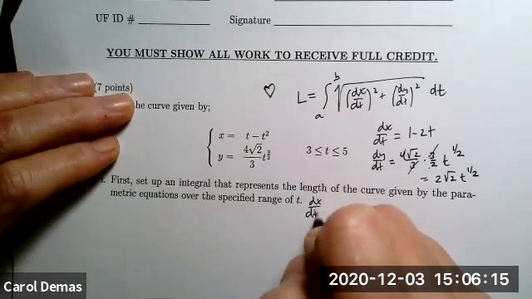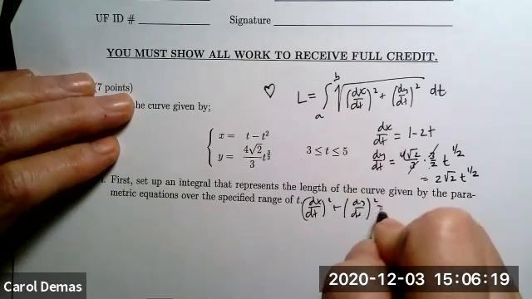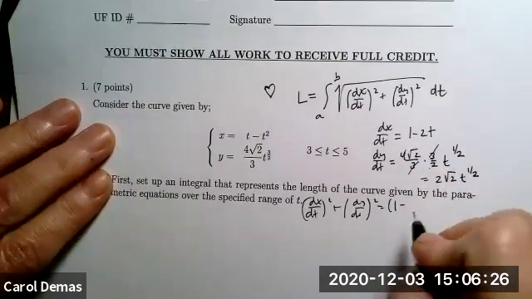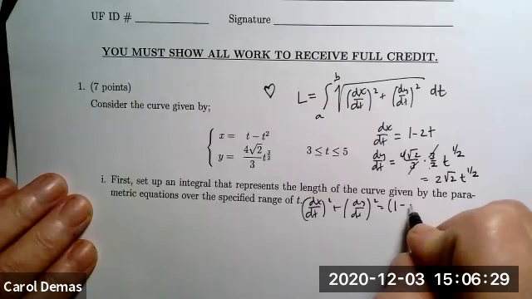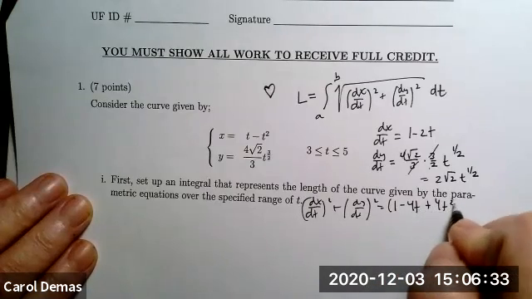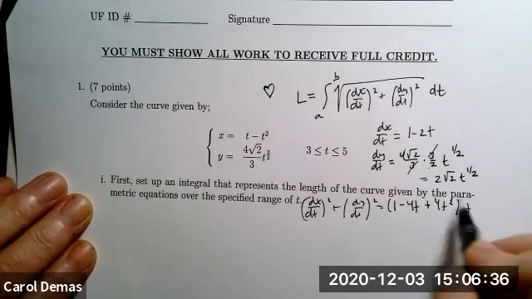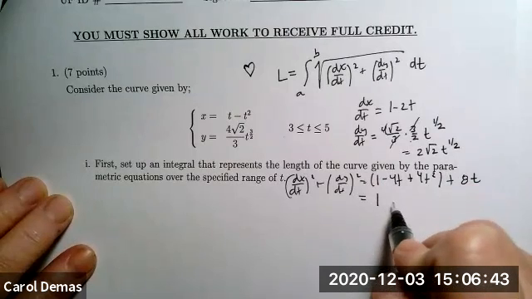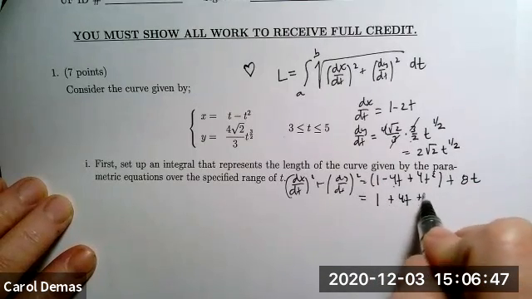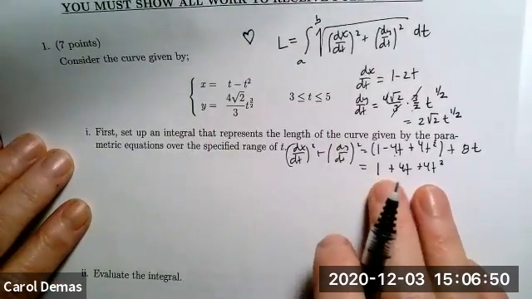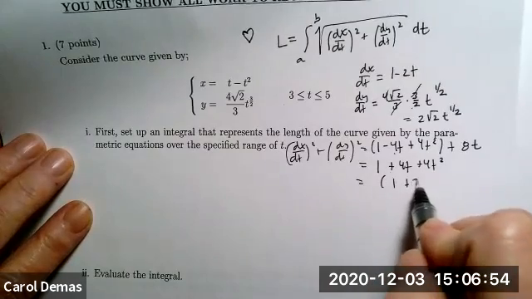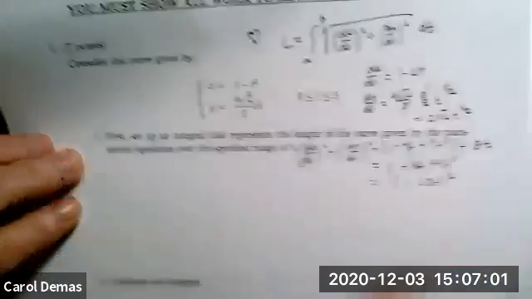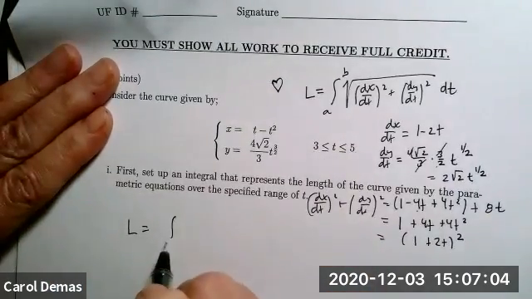So (dx/dt) squared plus (dy/dt) squared is going to be 1 minus 4t plus 4t squared. And dy/dt, 2 root 2 squared, is 8. And when we sum these, we'll get 1 minus 4t plus 8t, which gives us 1 plus 4t plus 4t squared. Okay, does anybody see that this is a perfect square? Is this 1 plus 2t squared? Yes.